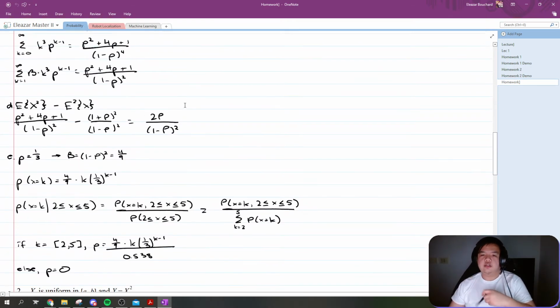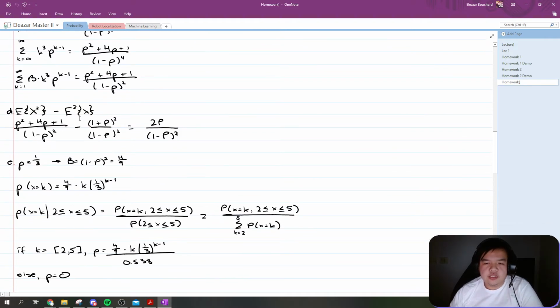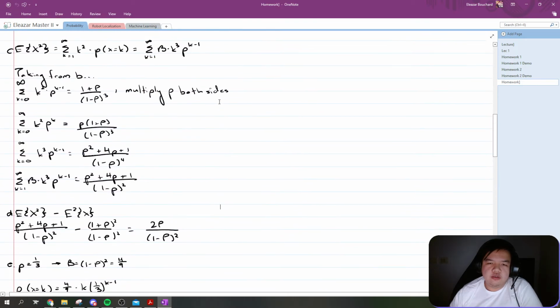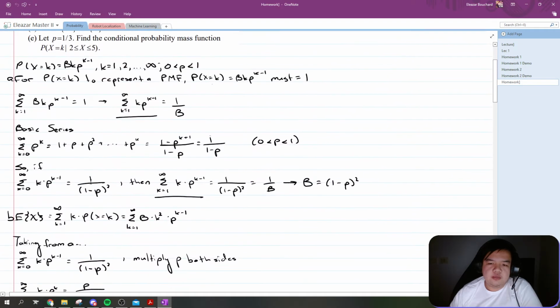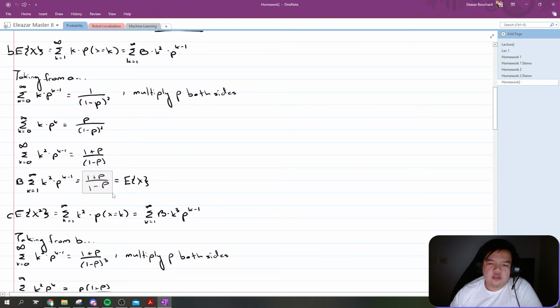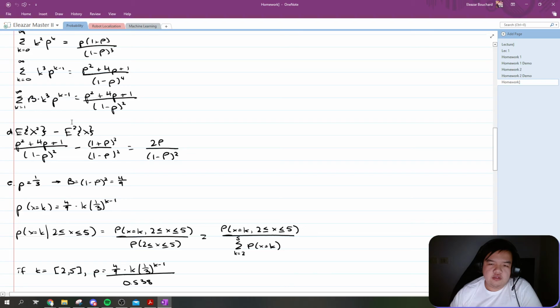There it is. Okay, for part d, all we need to do is very simple. We found our expected value of x squared is 1 plus p over 1 minus p cubed, and the second term is literally the same thing with the expected value squared. Just doing simple maths, you'll get 2p over 1 minus p squared.